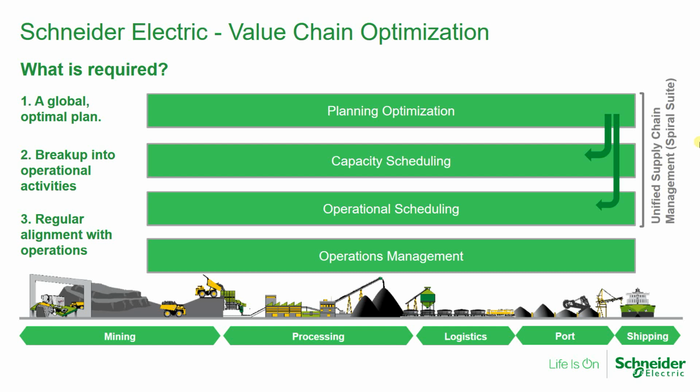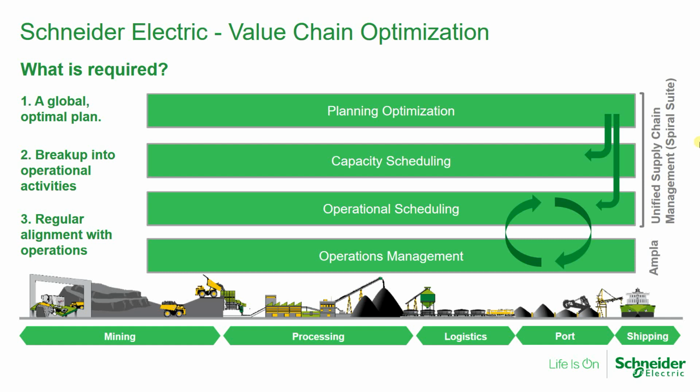Together, these three layers make up our unified supply chain management system, which is our Spiral Suite product. By unified, we mean that the same physical model is shared by each of these three layers. The same material definition is used. The same material qualities are used. All of the data is shared across these systems.